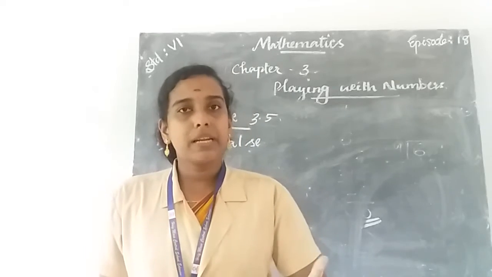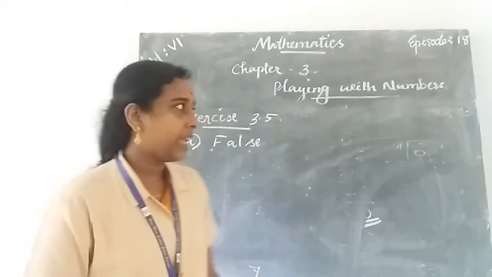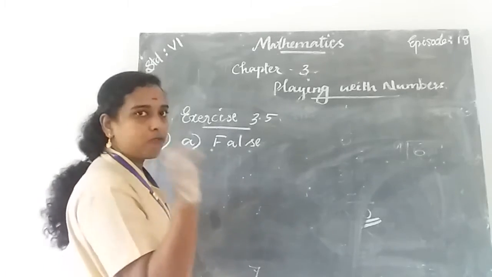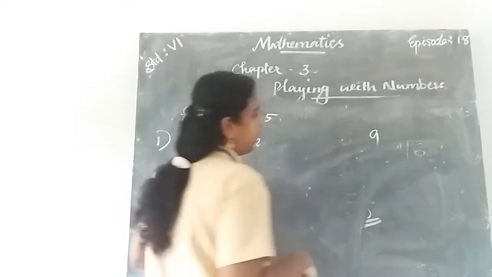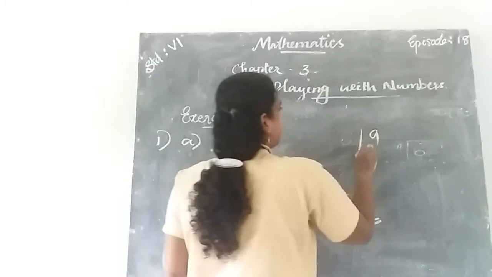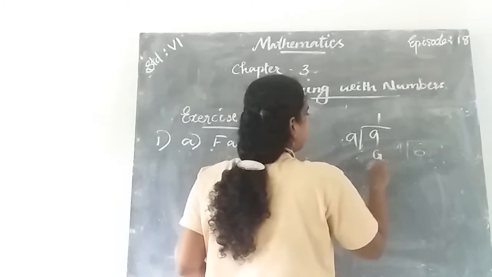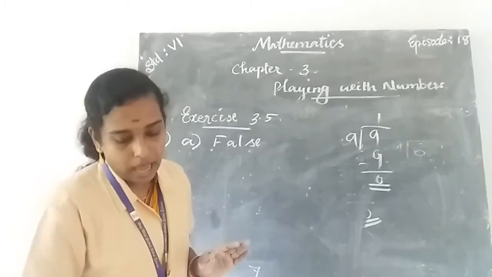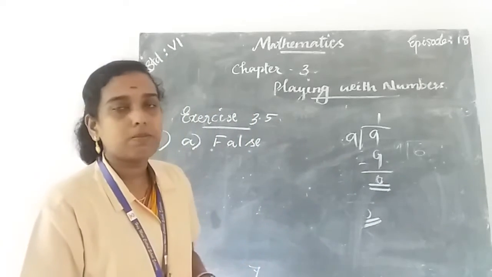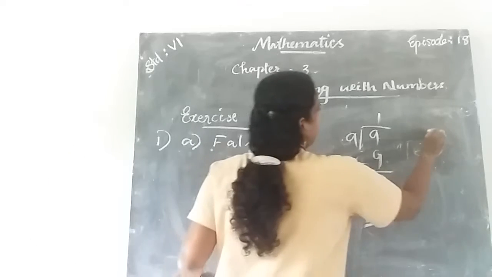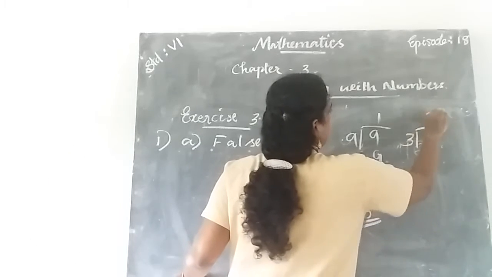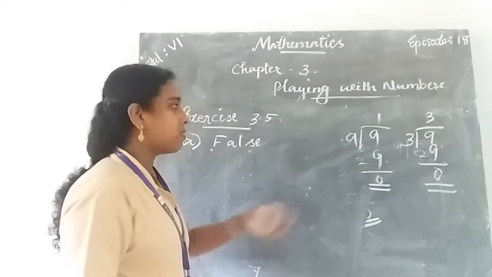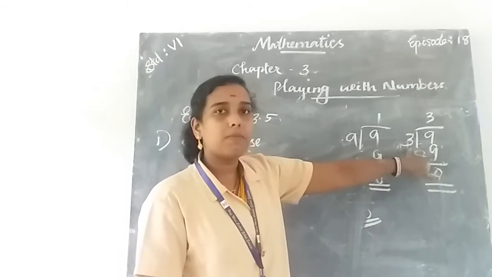If a number is divisible by 9, take any number that is divisible by 9. Take a number from the table of 9. So we take 9. 9 is divisible by 9. 1 9 is 9 and we get the remainder 0. So 9 is divisible by 9. And here it must be divisible by 3. So check 9 by 3. 3 3s are 9. So we get the remainder 0. So we can say that it is also divisible by 3.